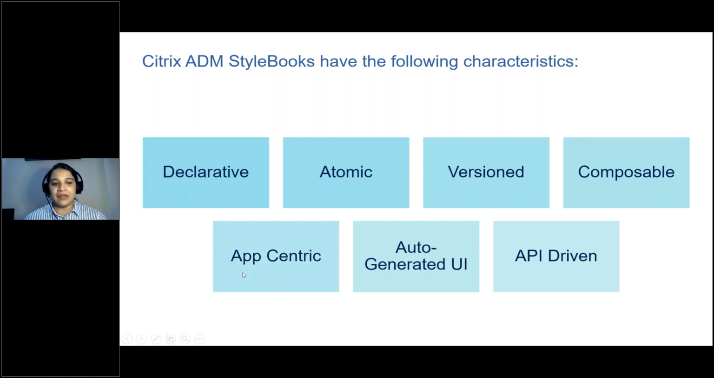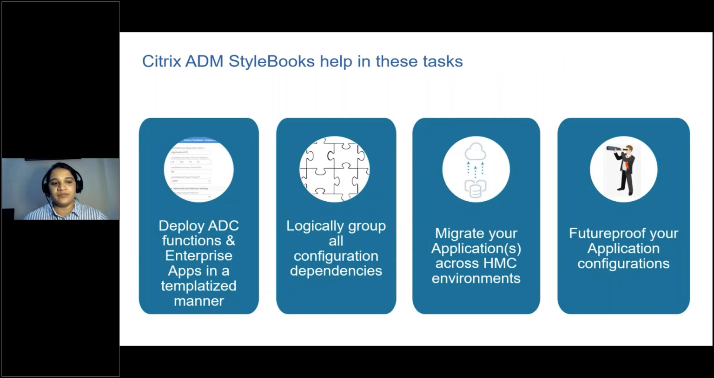It's app-centric, as I mentioned, because it has a tight association between the app and its configuration, which also gives you a very easy way to migrate it, without really worrying about what is the underlying ADC. You have an auto-generated UI, so you don't have to specifically code your UI in a different way. It'll give you a very interactive auto-generated UI wherein the user simply has to key in certain parameters, which are essential for his app deployment. And all the operations are API driven.